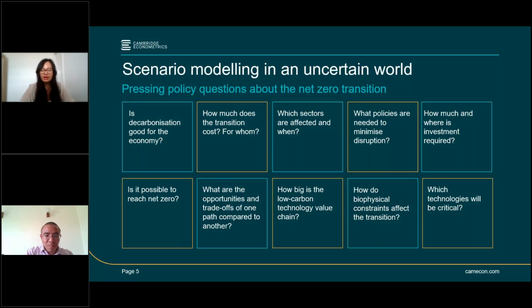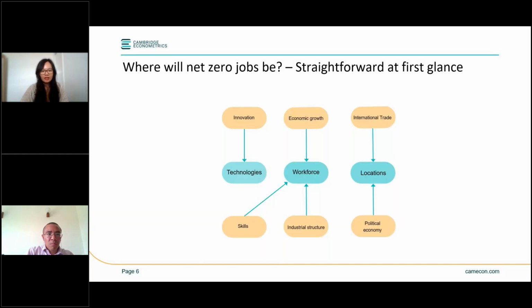So now let's take one of these questions as an example and go deeper into why we do economic modeling and how economic modeling helps us get to the answer to the question that we're interested in. If we think about, for example, how the transition would impact employment or jobs, at first glance, there are a number of logical relationships that we can identify, as we can see here.